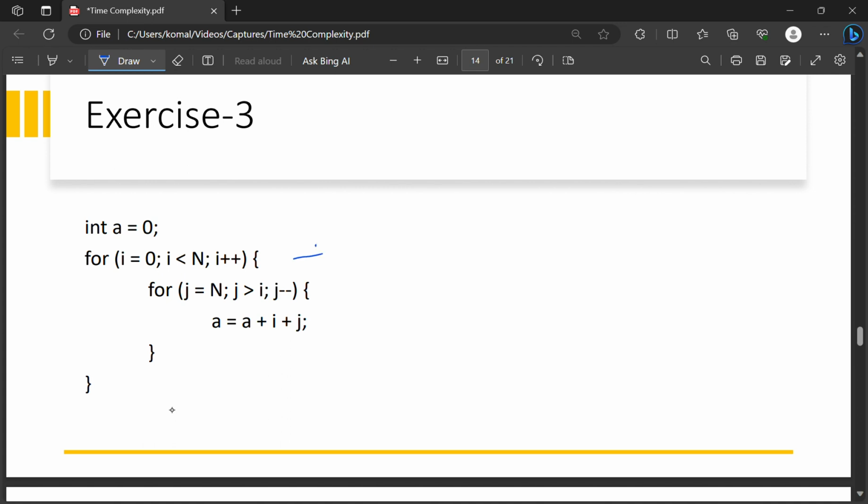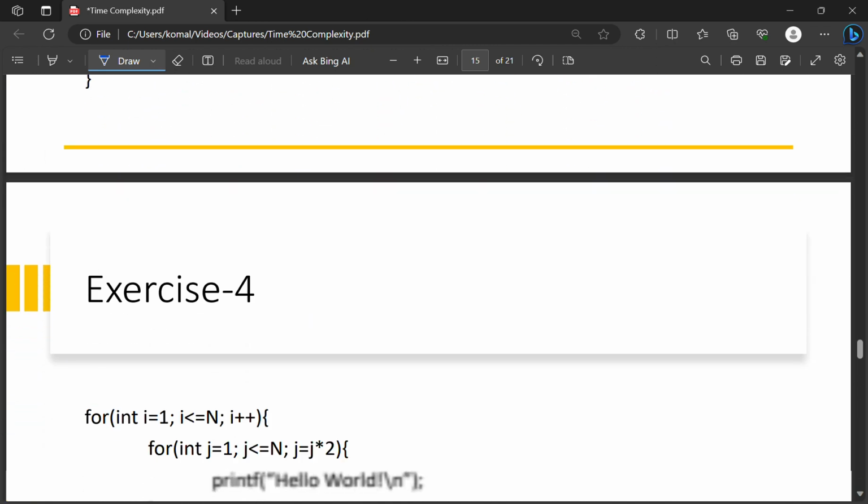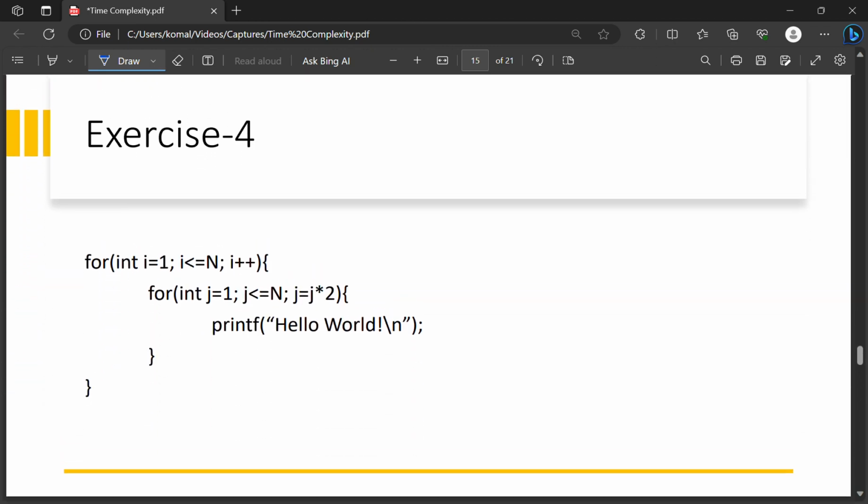This is a nested for statement. This is outer for loop. This is the inner for loop. You just check how many number of times outer for loop executes, n times. Inner for loop also executes for n times. So on the whole, what is the time complexity? Big O of n square. Next, exercise 4.